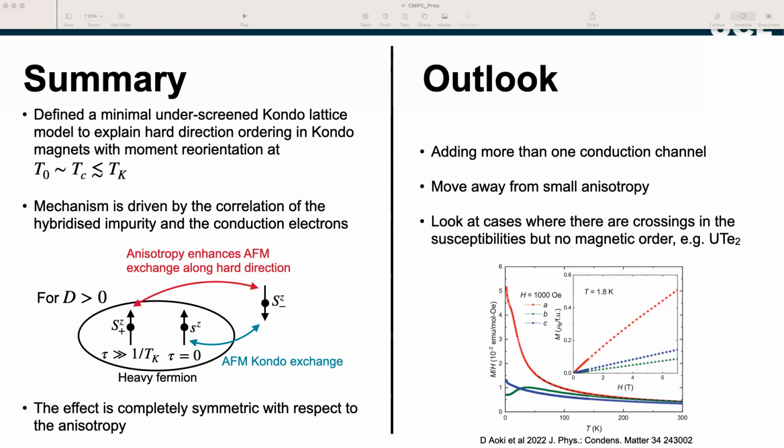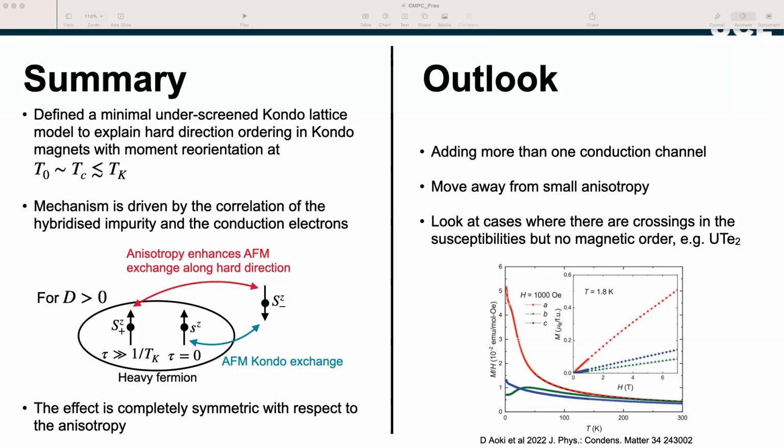Further work that we'd be interested in doing is adding more than one conduction electron channel to be more realistic to how these crystals would work. And look at the effects of moving away from small anisotropy. So in this analysis, we have assumed anisotropy to be essentially infinitesimal, which just means one of the smallest energy scales.